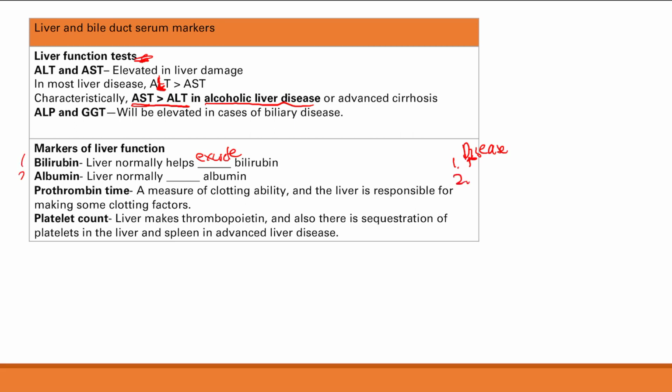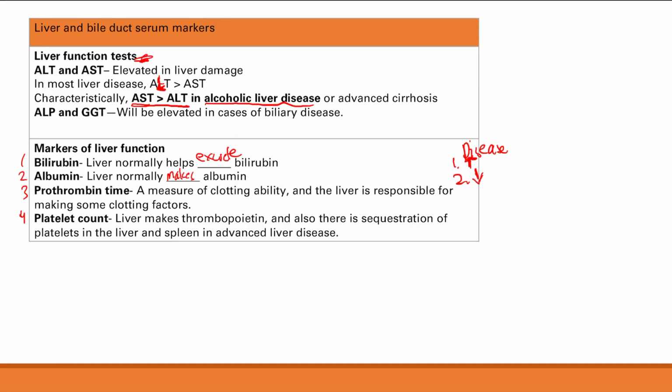What about albumin? Normally the liver, what does it do? Remember, albumin is a protein. The liver normally makes albumin. Okay, so if there's disease in the liver, what's going to happen to your albumin? Albumin is going to go down. And then again, you get decreased oncotic pressure leading to, what is the problem? You get edema.